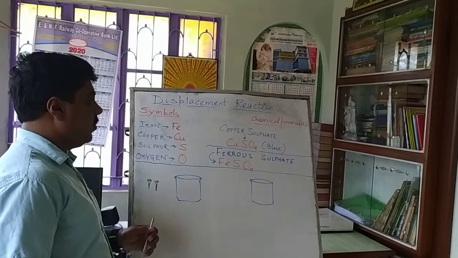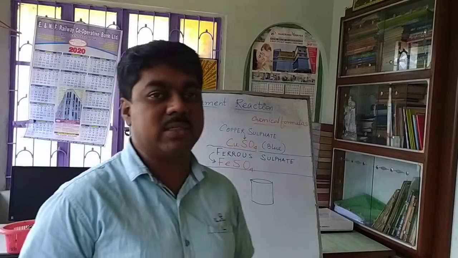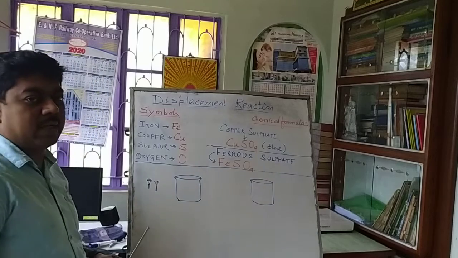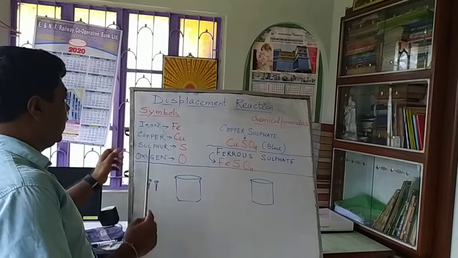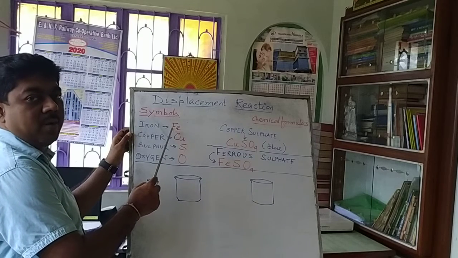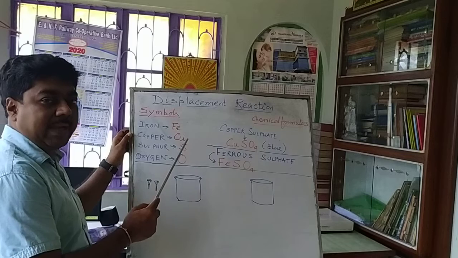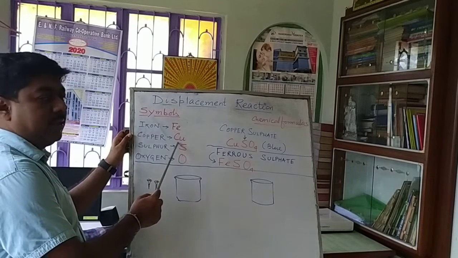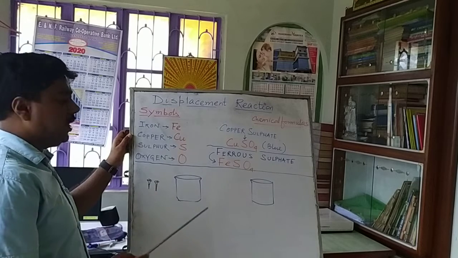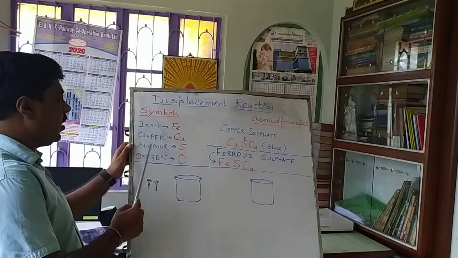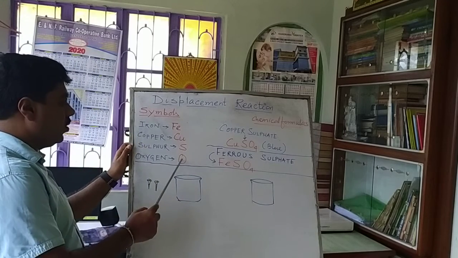Some chemical symbols and chemical formulas are very much required to understand this displacement reaction. First of all, let us go in that part. The symbol of iron you already know, that is Fe, which has come from ferrum, the Latin name of iron. Copper, the symbol is Cu, from the Latin name cuprum, C-U-P-R-U-M. Sulfur is S itself and oxygen is O itself.